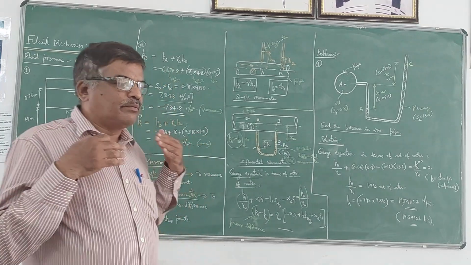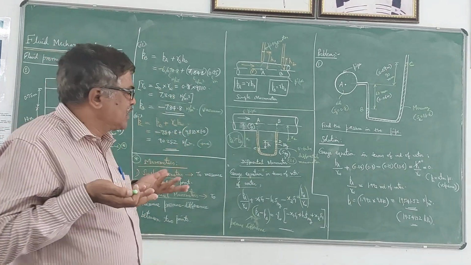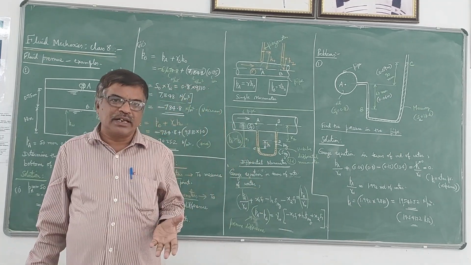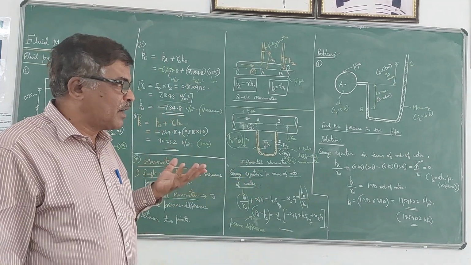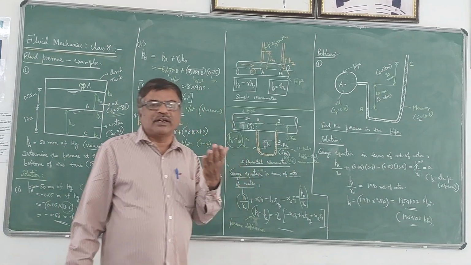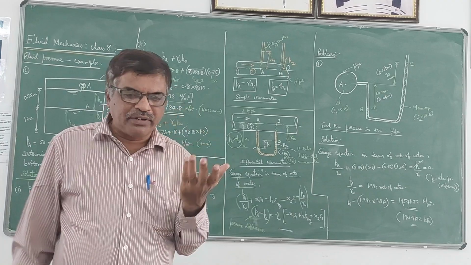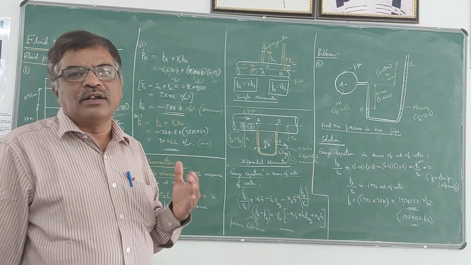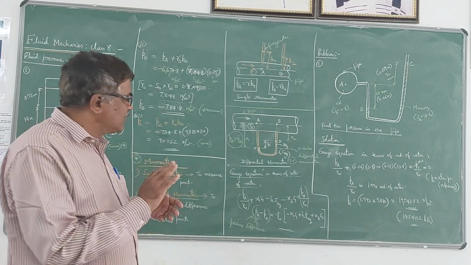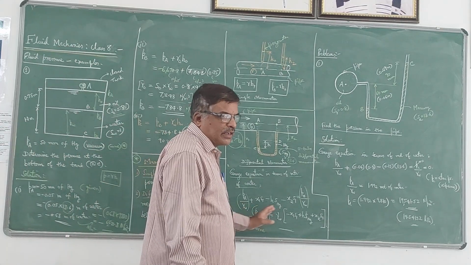Many liquids can be used, whatever liquid they use, the only thing is you should know the specific gravity of that liquid which is flowing in the pipe or which is there in the manometer. If they give specific weight or mass density, you should find the specific gravity value and then use that value in the gauge equation.